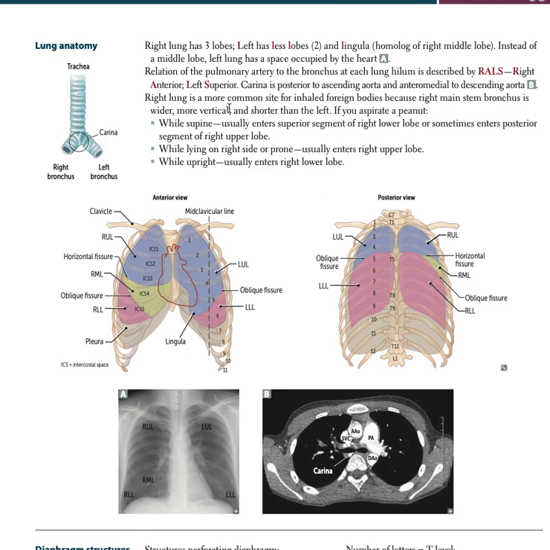So the right lung is a more common site for inhaled foreign bodies because the right main stem bronchus is wider, more vertical and shorter than the left. So if you aspirate a peanut while you are in supine position, it usually enters the superior segment of the right lower lobe or sometimes enters the posterior segment of the right upper lobe. While lying on the right side or prone, it usually enters the right upper lobe. While you are upright, it usually enters the right lower lobe.